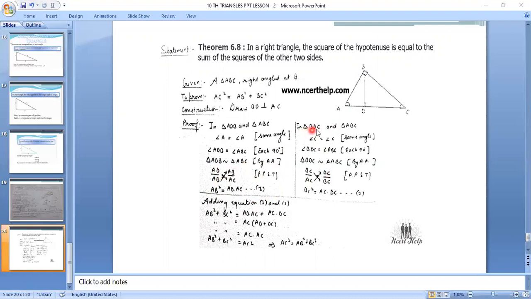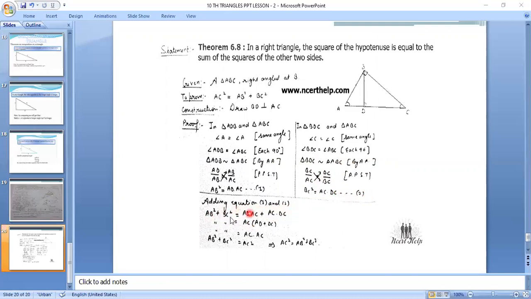Now take another pair of triangles, BDC and ABC. Angle C is equal to angle C, the same angle. Angle BDC and angle ABC each measure 90 degrees. Then two angles are equal, so the two triangles are similar by AA criteria. So BC by AC is equal to DC by BC, as the corresponding sides are in equal ratio. Cross multiply: BC square is equal to AC into DC, equation number 2.